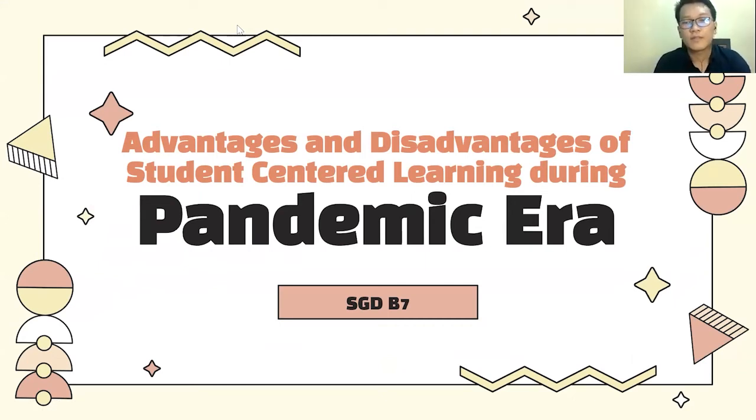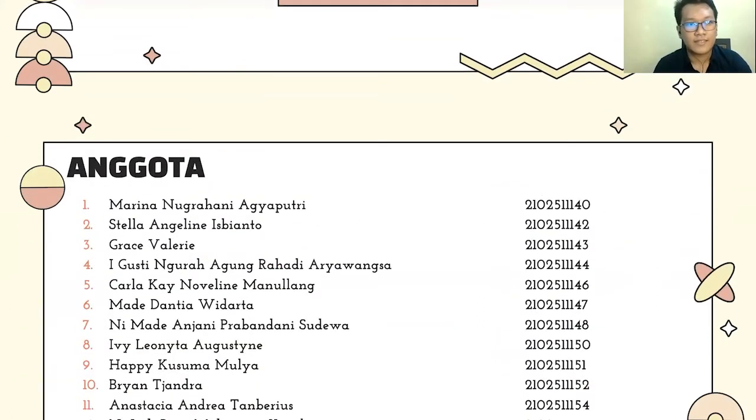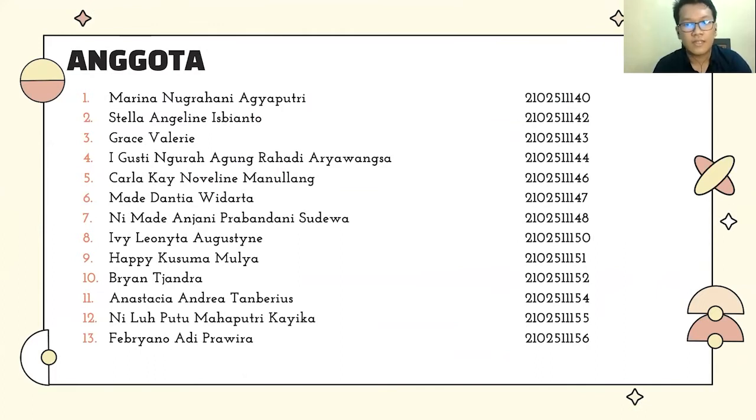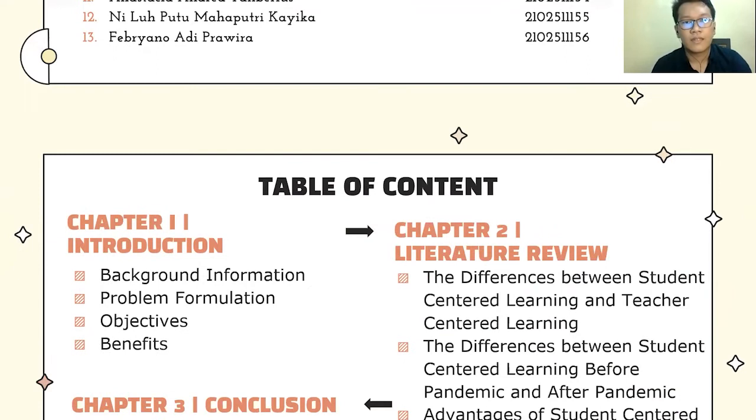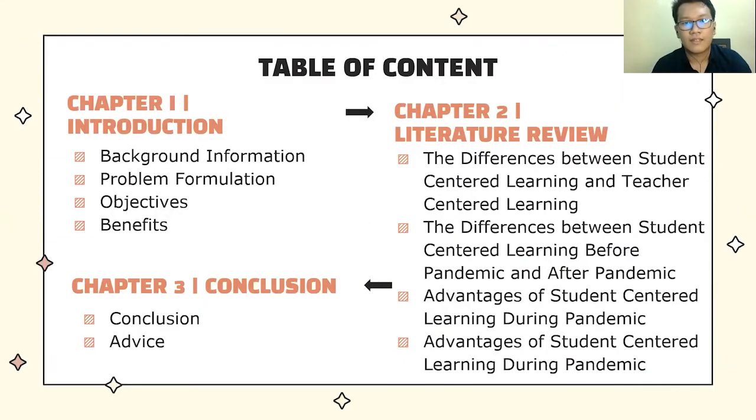We are from Small Group Discussion B7 and would like to present to you a student project titled Advantages and Disadvantages of Student-Centered Learning During the Pandemic Era. Next. These are our members. This is our table of contents, consisting of Chapter 1, Introduction, Chapter 2, Literature Review, and Chapter 3, Conclusion.